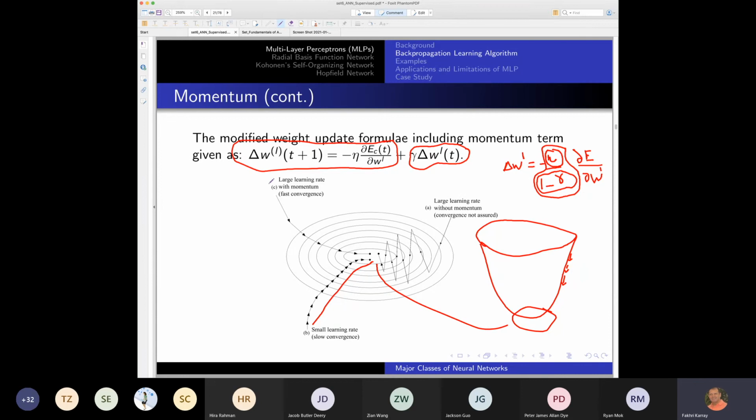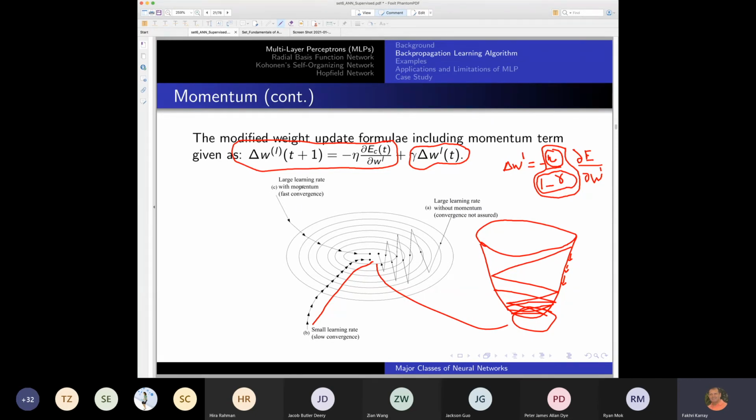However, when we choose a large value of eta, the system will start bouncing between this particular set of surfaces. Even when it reaches this surface, it keeps bouncing back and forth, and it will never reach the error minimum of the system. So this is a very bad behavior when the system takes a large value of the learning rate.